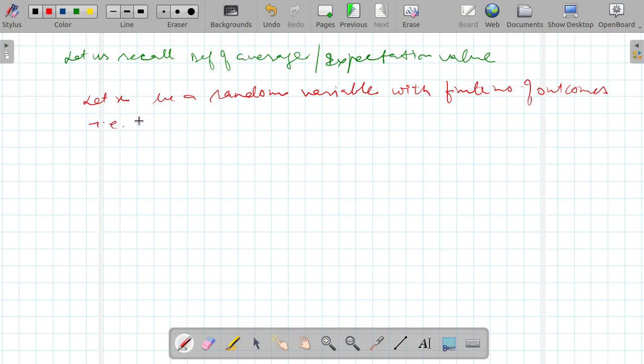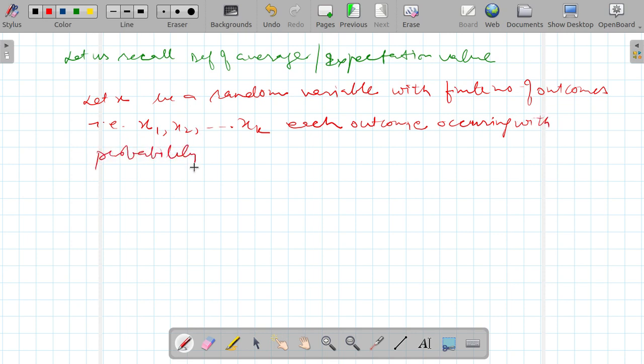That is, possible outcomes are x1, x2, and so on, xk, each outcome occurring with the probability p1, p2, and so on, pk. So this is a probability.